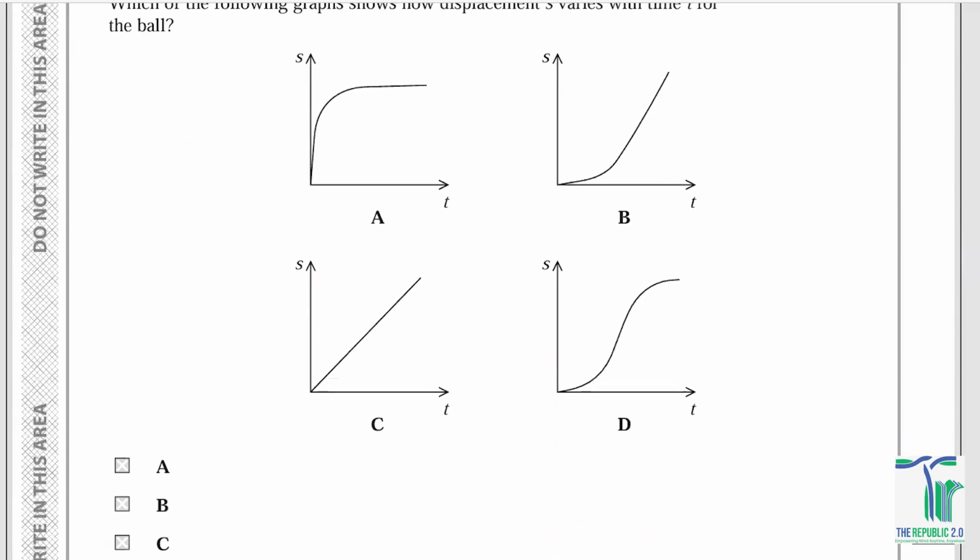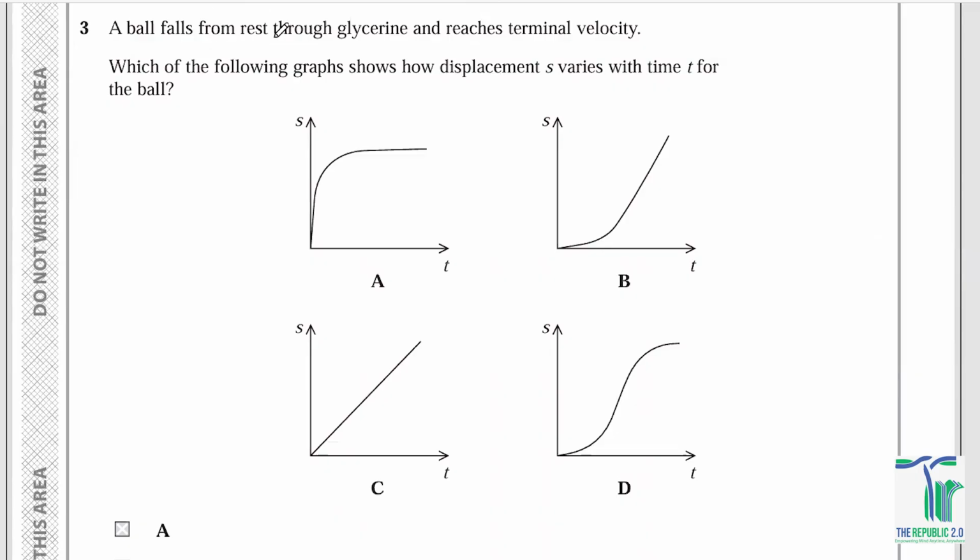In question number three, he's talking about a ball that falls from rest through glycerine and reaches terminal velocity. Which of the following graphs shows how displacement varies with time for the ball? Initially the body would not have reached terminal velocity. As it gains velocity, there would be a time when the gradient of s against t should be uniform. If you look at option A, the distance is constant, which means the body has zero velocity, and terminal velocity is not zero. So we're not going to go with A.